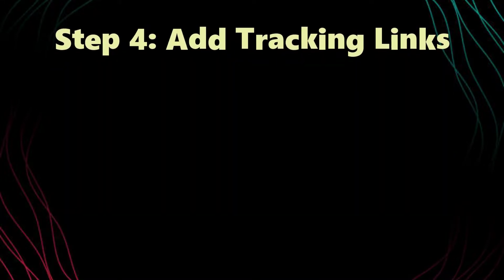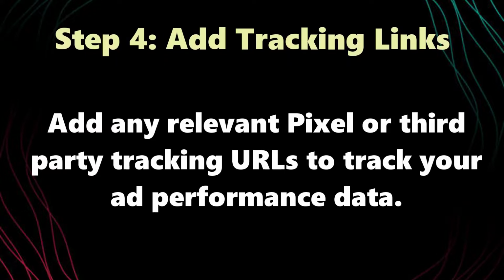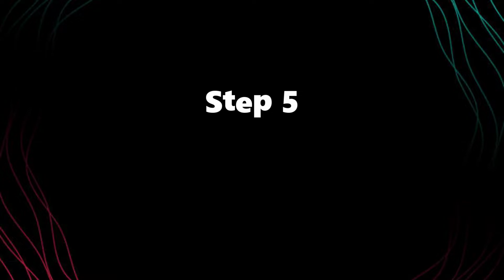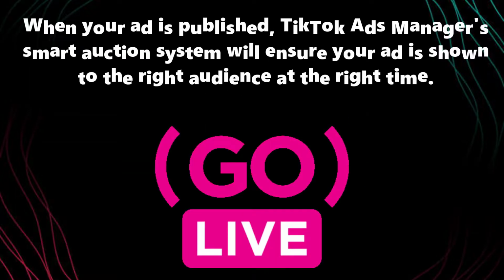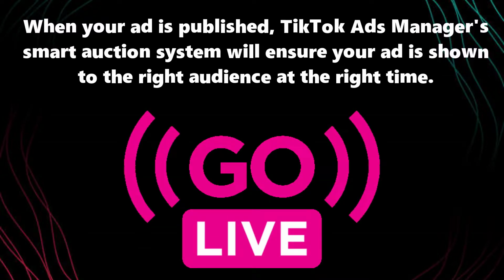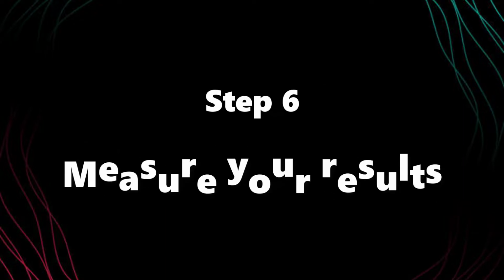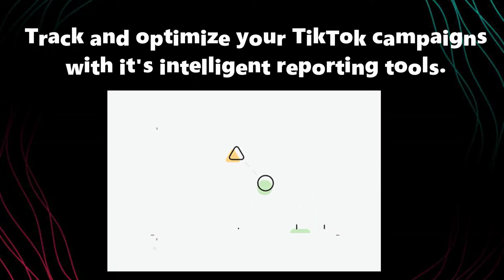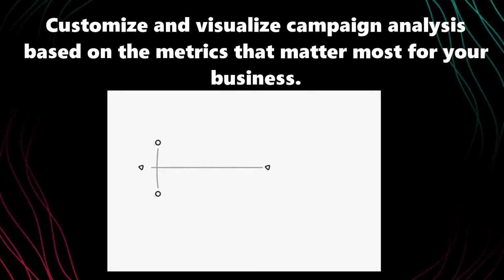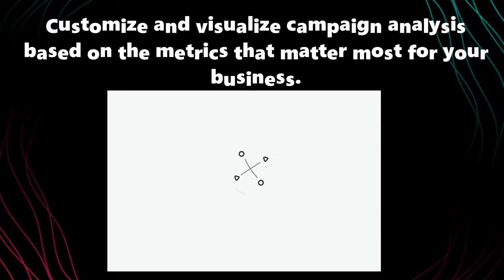Lastly, step 4, add tracking links. Add any relevant pixel or third-party tracking URLs to track your ad performance data. Then, step 5, go live. When your ad is published, TikTok Ads Manager's smart auction system will ensure your ad is shown to the right audience at the right time. Then, lastly, step 6, measure your results. Track and optimize your TikTok campaigns with its intelligent reporting tools. Customize and visualize campaign analysis based on the metrics that matter most for your business.